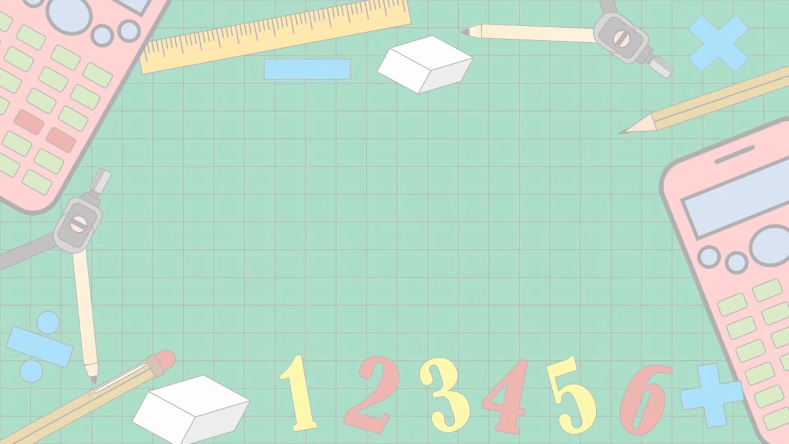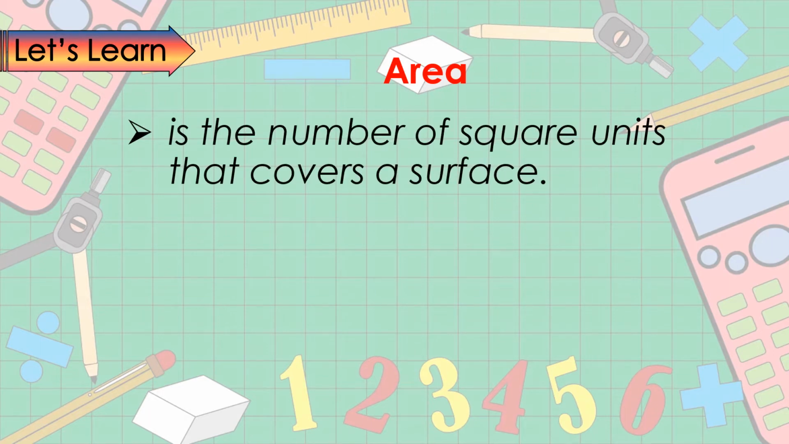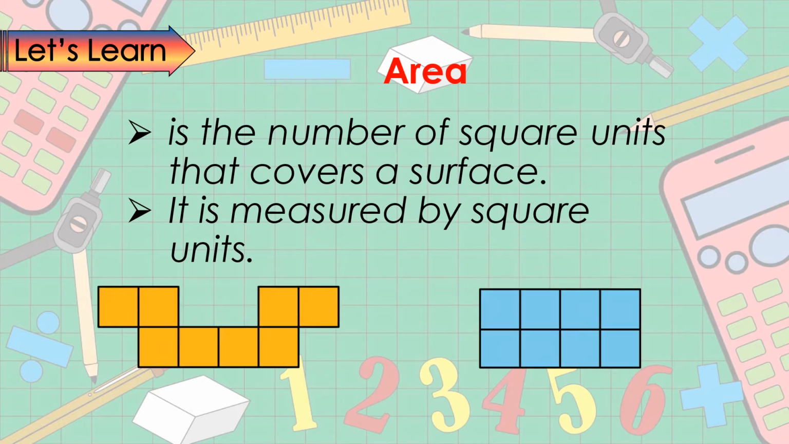So let's define first what an area is. When we say area, it is the number of square units that covers a surface. It is measured by square units. So I have here some examples. For the first rectangle, we have 8 square units. And also for this one, we have also 8 square units.